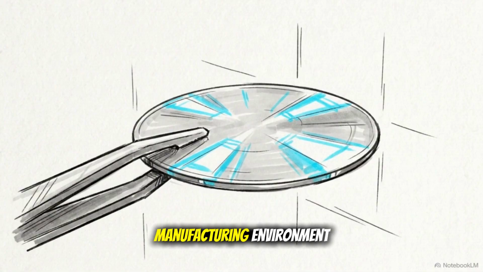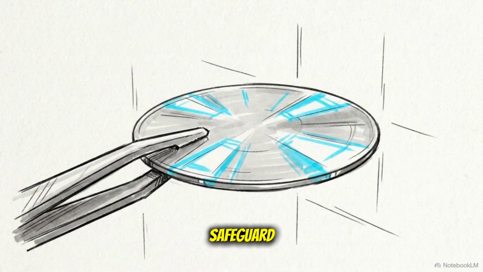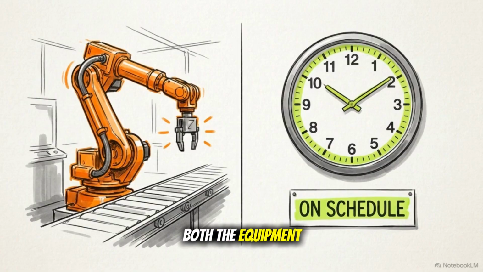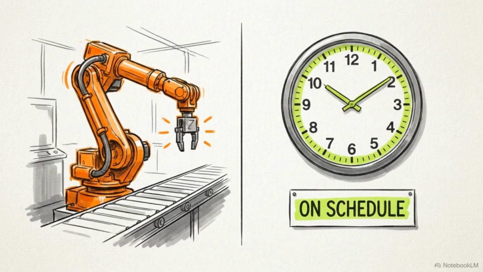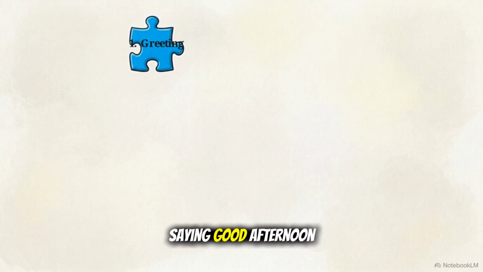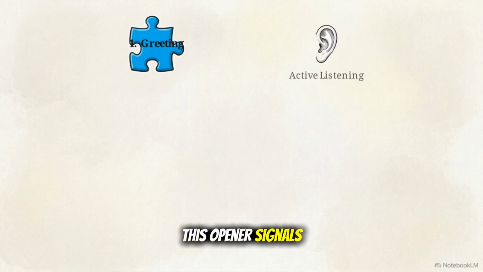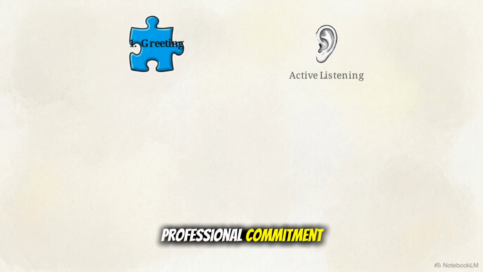In a precision manufacturing environment, clear communication acts as a procedural safeguard, helping to protect both the equipment and the production timeline. The script is built like a checklist. Step 1 is the greeting and intent. You start by saying, "Good afternoon, sir. Let me confirm the instruction." This opener signals you are actively listening and taking responsibility, replacing a passive "okay" with a professional commitment.